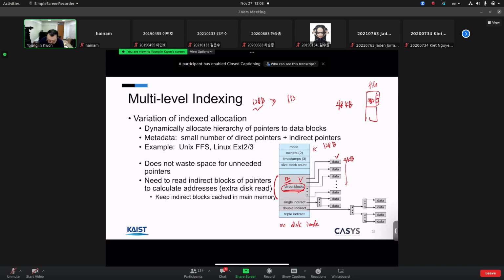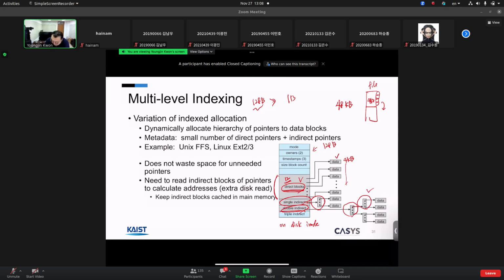If the file size is bigger than 48 kilobytes, then we use levels of indirection, a multi-level indexing structure, where a single indirect block points to the location of an index block, and that index block likewise holds pointers to data. A double indirect block is two levels: it points to a second-level index block, which has pointers to the next-level index block, and the final index block points to the data locations.